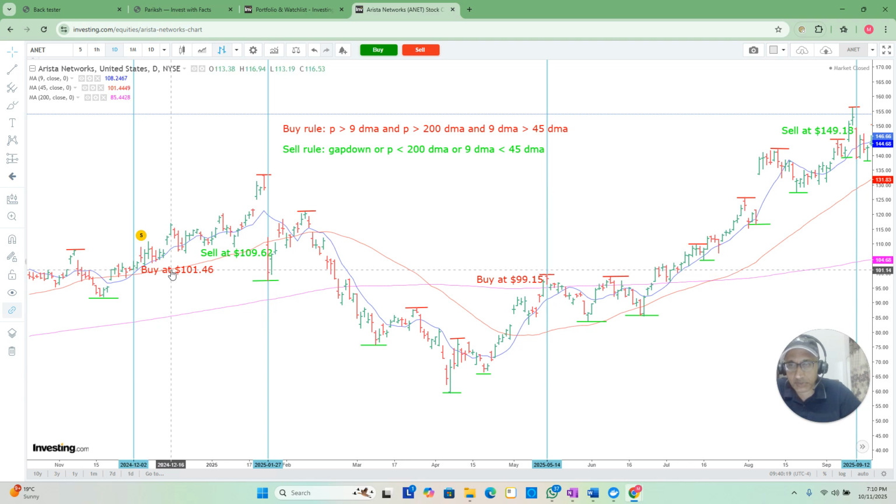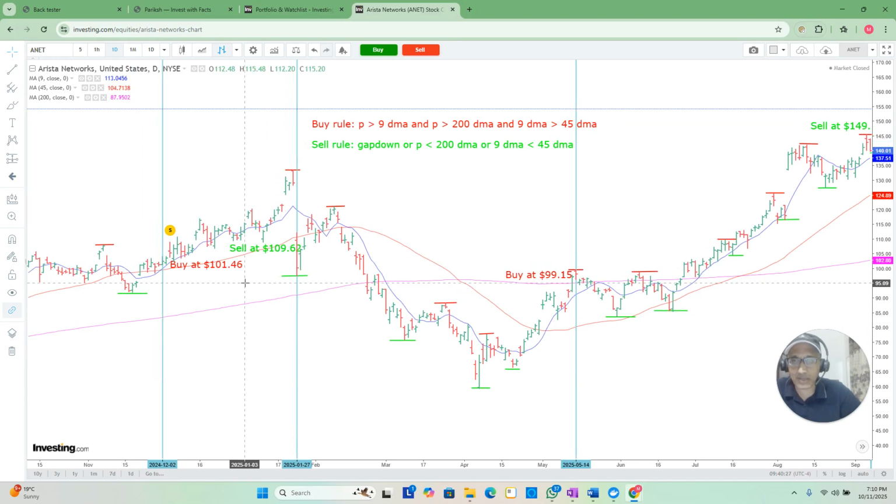As days go by, I monitor the chart every day. And then on the 27th of January, I get a sell signal. Why is that? Because I found a gap down. You see the opening price is much lower than the low of the previous day. And I sell at 109.62. So in less than 2 months, I made almost a 9% gain on ANET, Arista Networks.